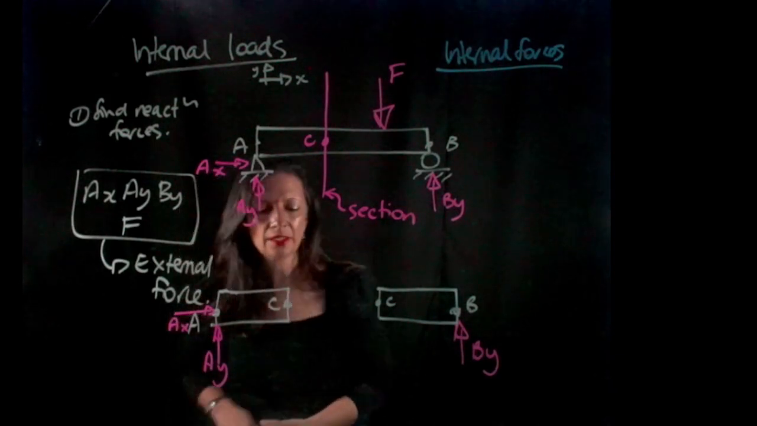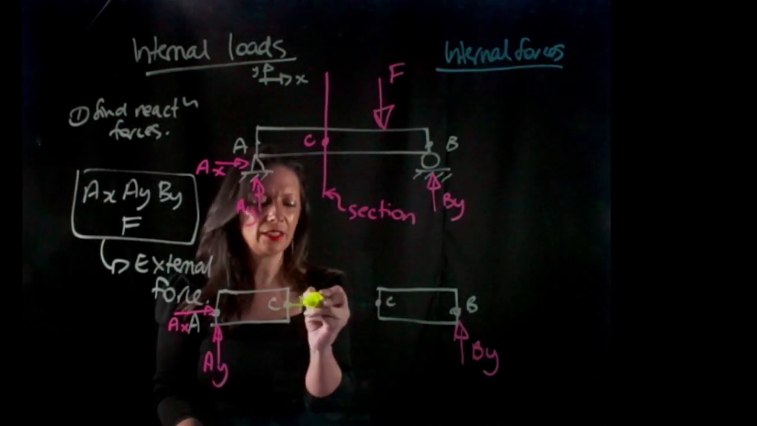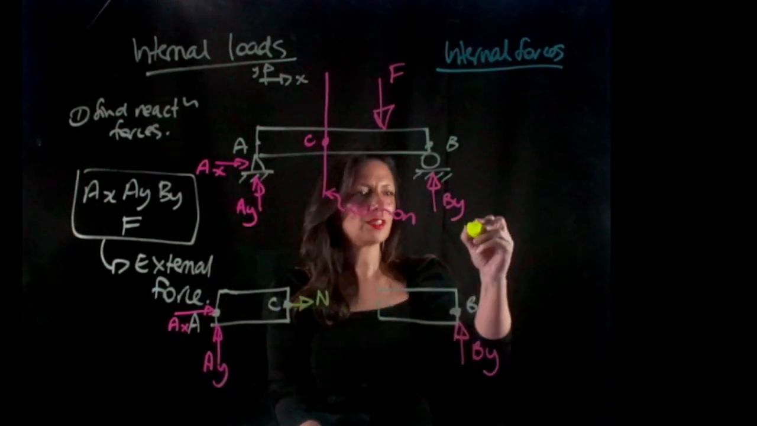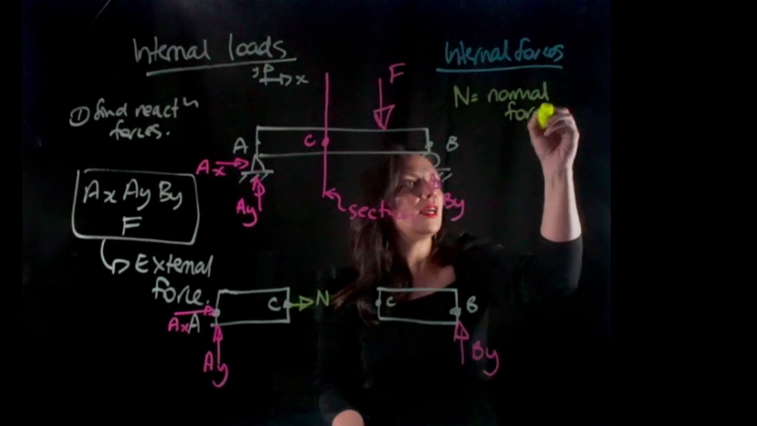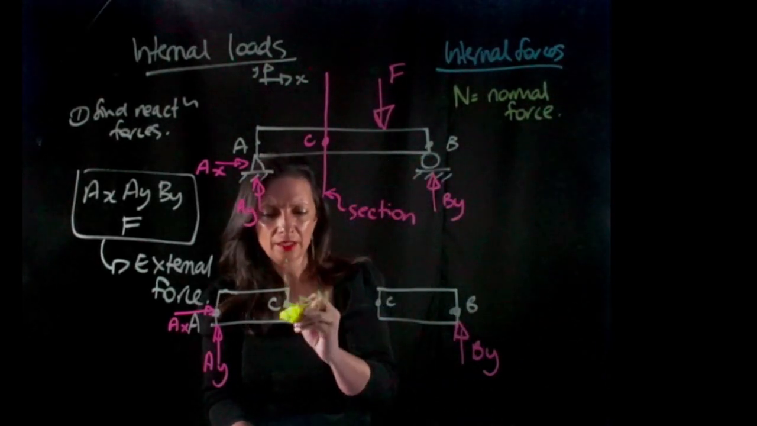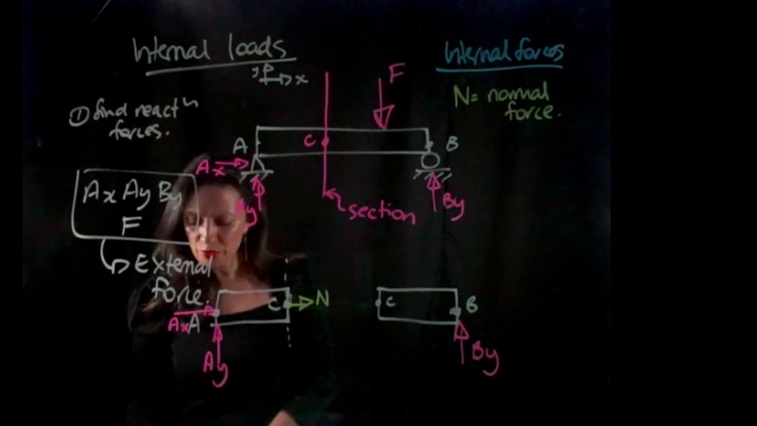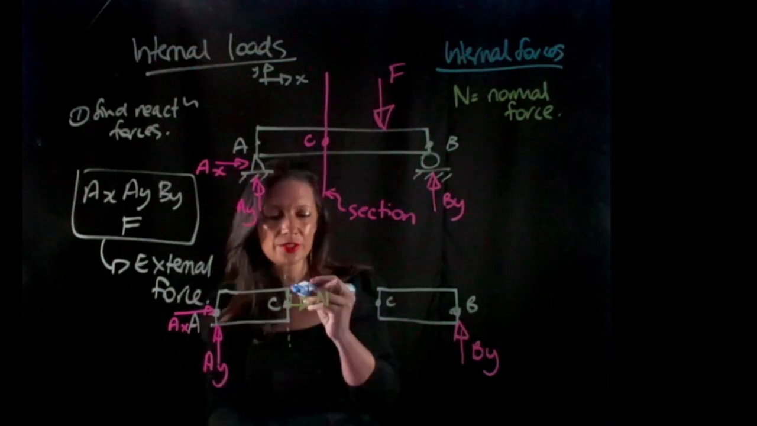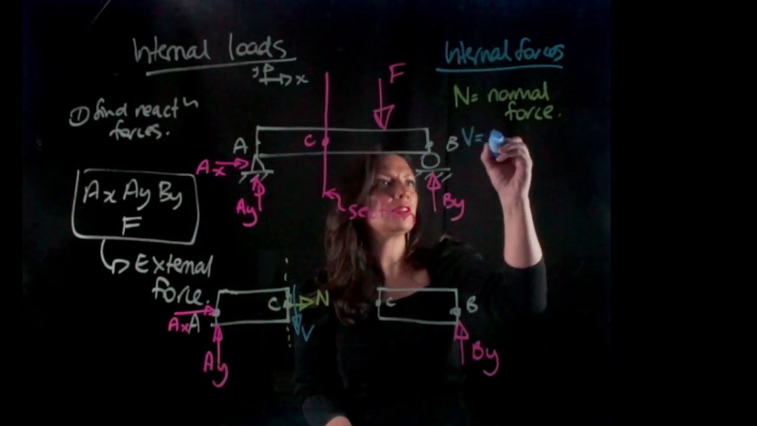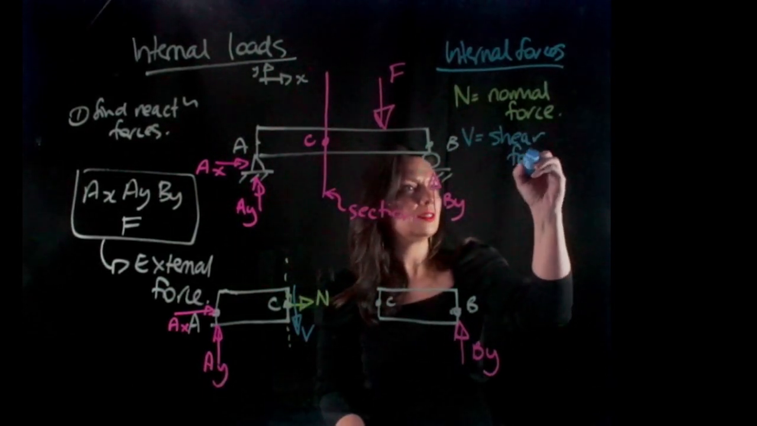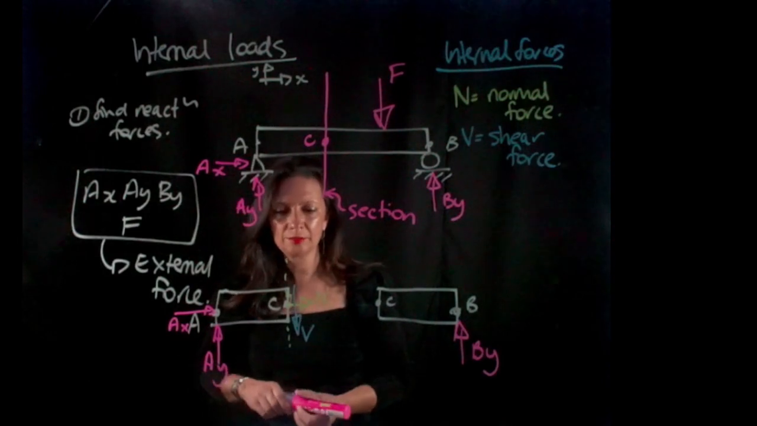So what's happening here? I'm going to have three internal loads. I'm going to have a normal force. So N is going to be the normal force, and that is perpendicular to this surface, because it's a normal force. I'm also going to have a shear force, and I'm going to call that V. And I'm going to have a moment.